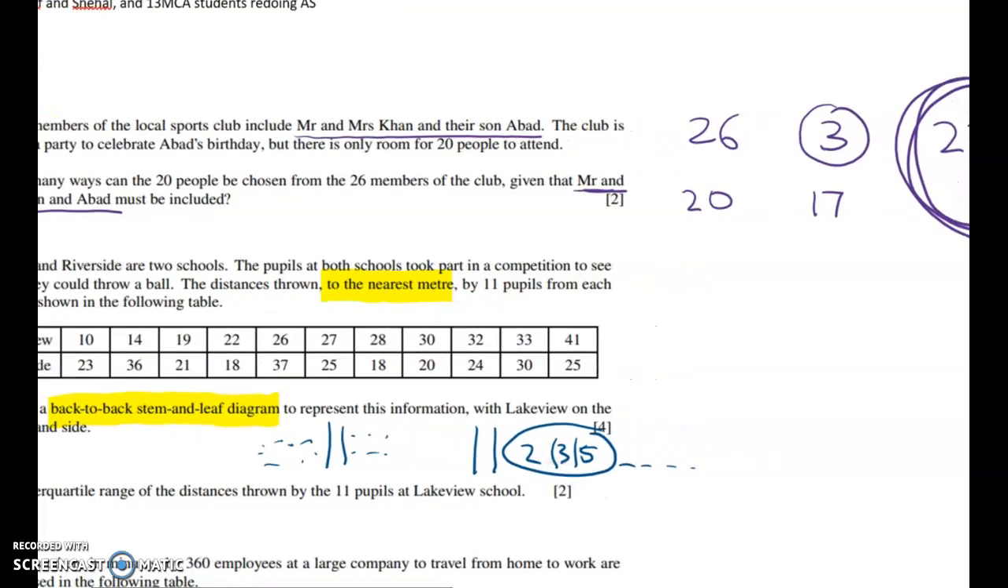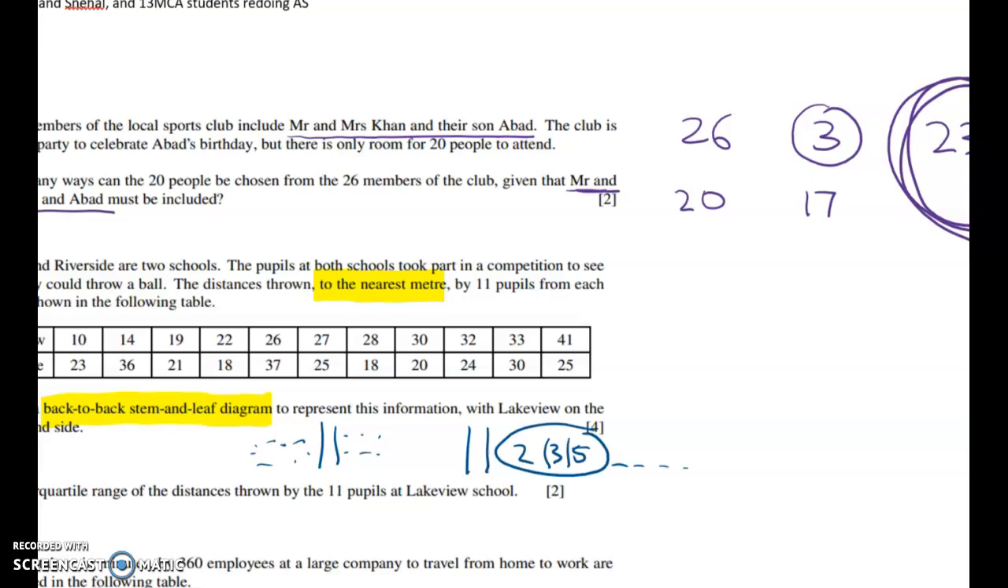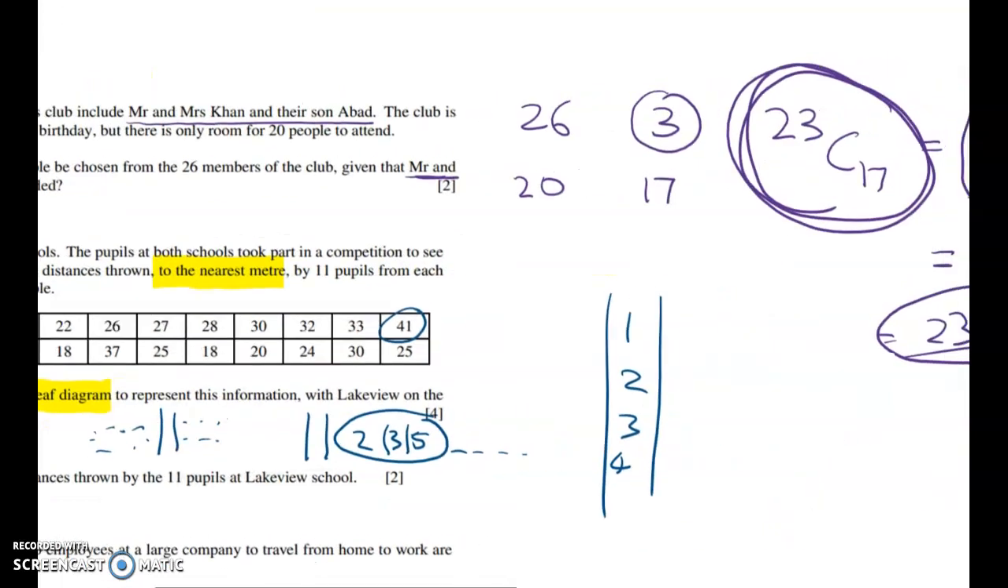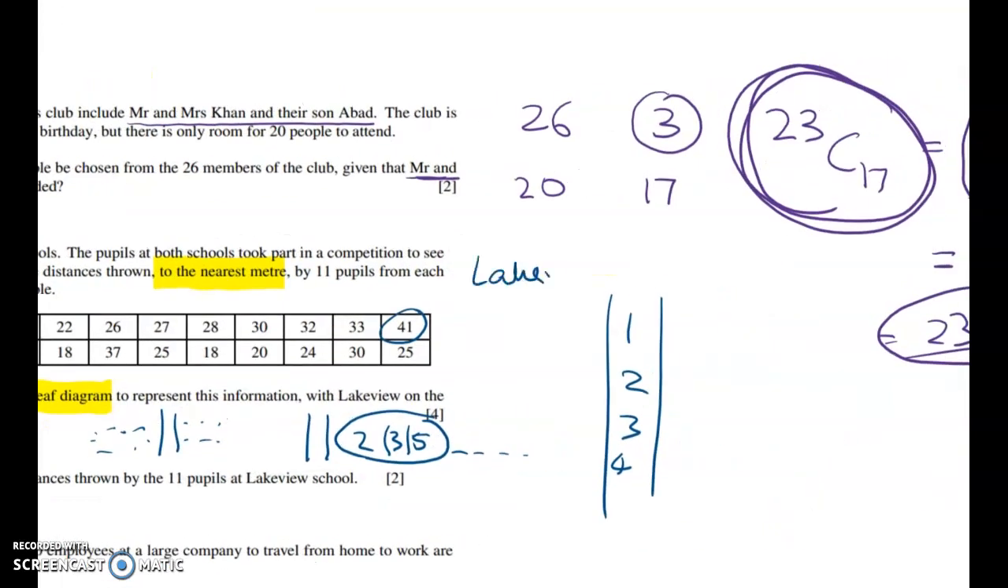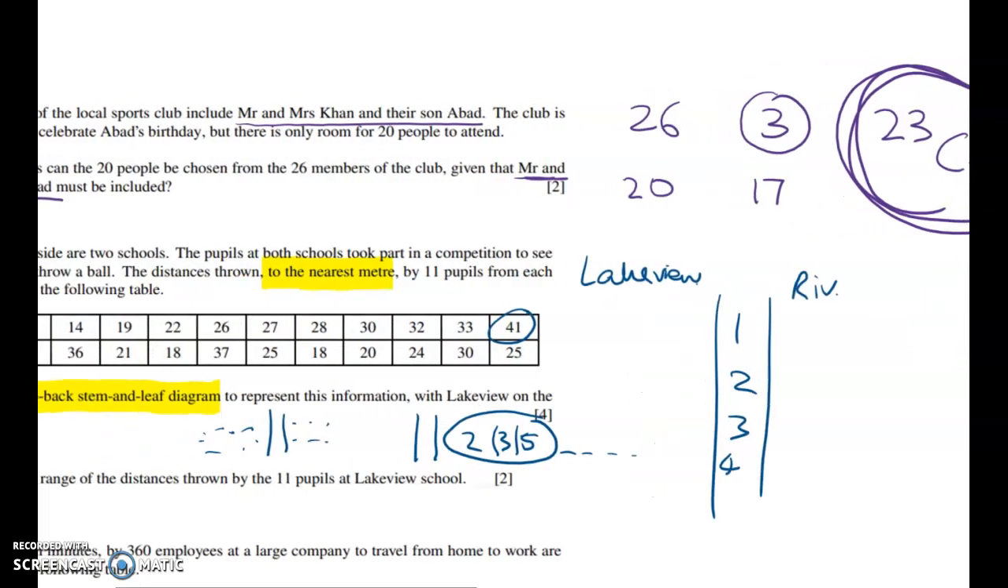So I'm just going to do this over here. Very roughly, because our final one is going to be nicely ruled up, our stem is going to go 1, 2, 3, up to 4. We've been told to put Lakeview on the left-hand side. It's probably to make it easier for the markers. And then we've been told to put Riverside here. So to start with, just L and R is fine.